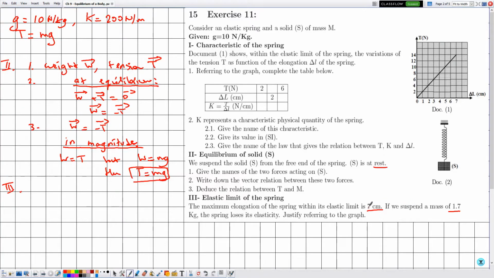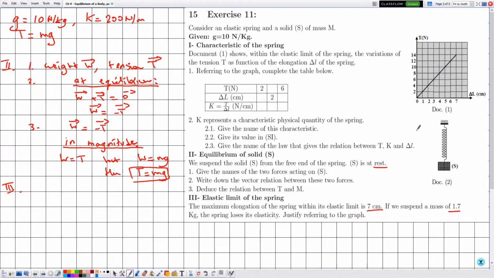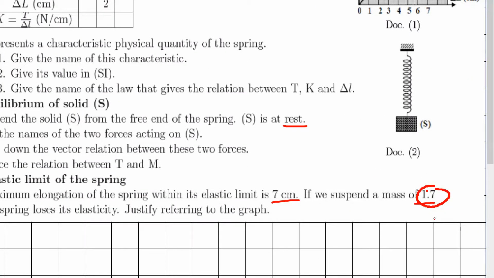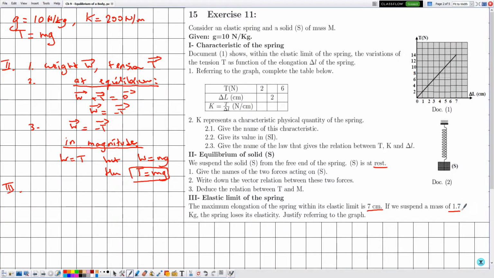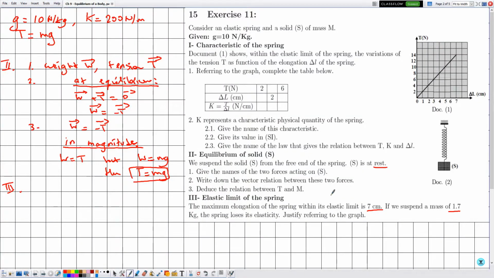Now 7 centimeters, which is the elongation, referring to the curve, we can determine the tension. Now 1.7 kilograms, we can also calculate the tension because we have the relation between T, M and G. So from this we can calculate the maximum tension, and from this we can calculate the applied tension. Comparing the applied tension to the maximum tension, we can deduce that the spring will lose its elasticity. Then because T is equal to M multiplied by G, which is equal to 1.7 multiplied by 10, this is equal to 17 newtons. So this is the applied tension.